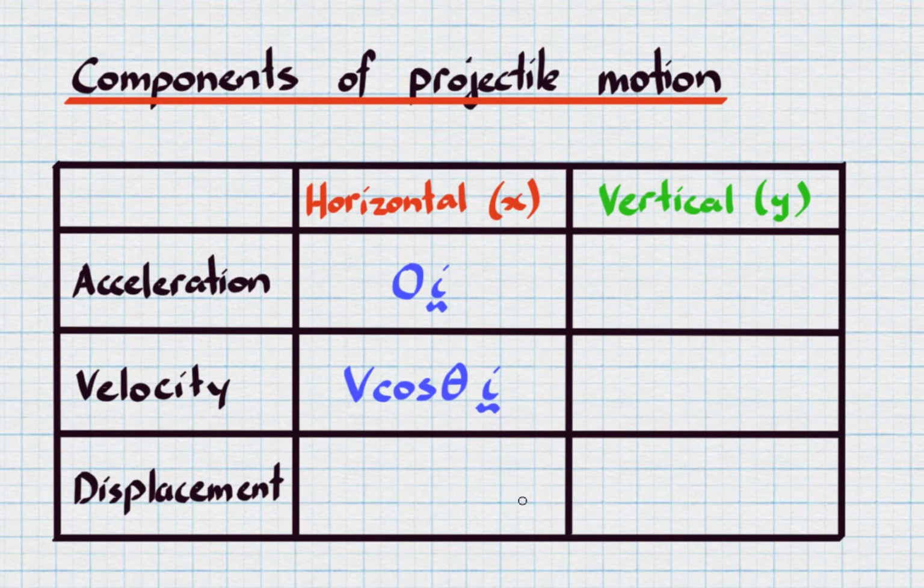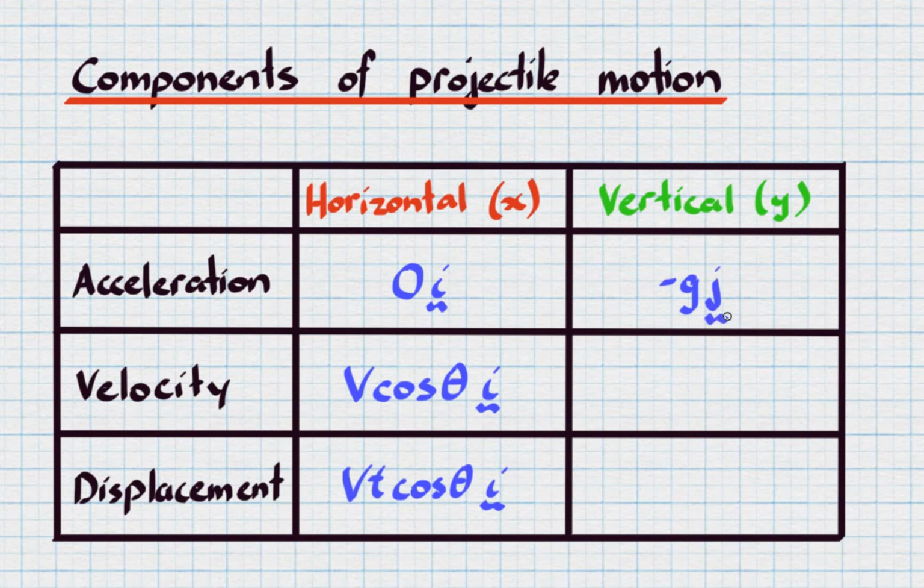Displacement does of course change, but it changes at a constant rate. So it's vt cos theta, just the velocity that we're moving in a horizontal direction multiplied by the time. So the horizontal components of motion are pretty straightforward. Vertical is that touch bit more complicated because we start with an acceleration due to gravity, negative g j.